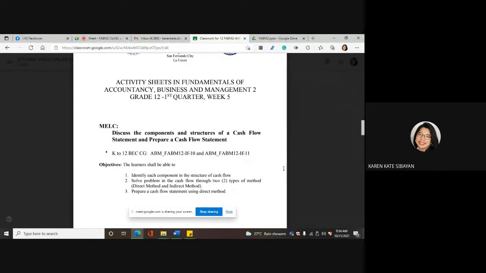By the way, nakikita ba yung fina-flash ko sa screen? Yes, ma'am. You should be able to identify each component in the structure of cash flow, solve problems in the cash flow through 2 types of method, the direct method and of course the indirect method. And of course, prepare a cash flow statement using a direct method.